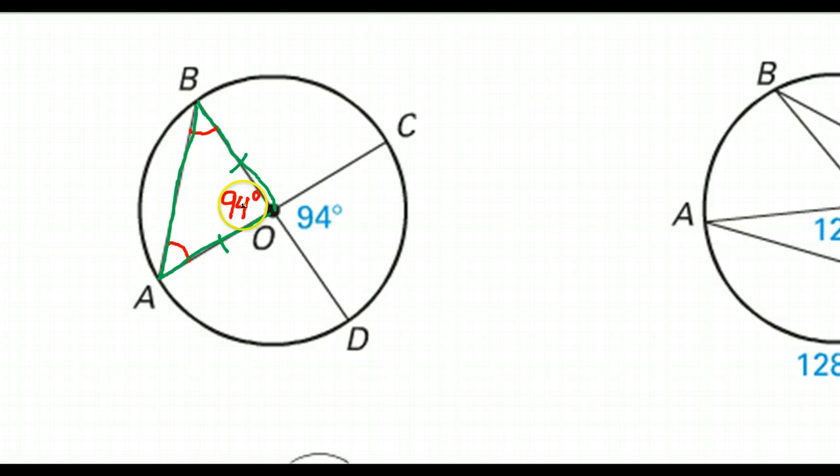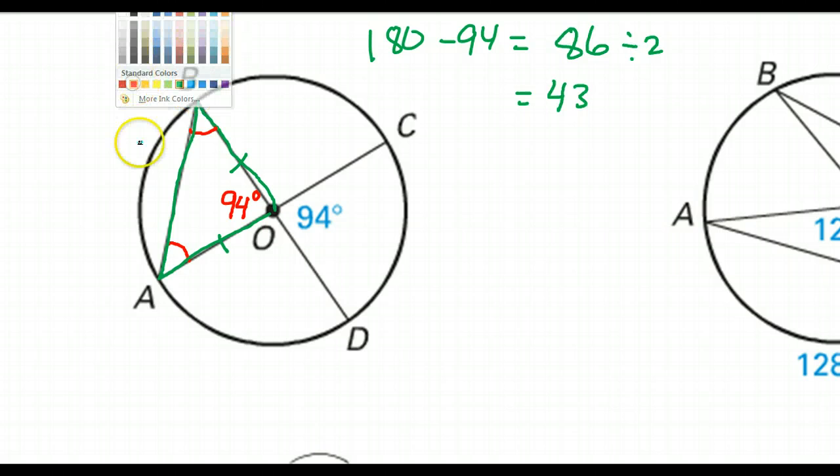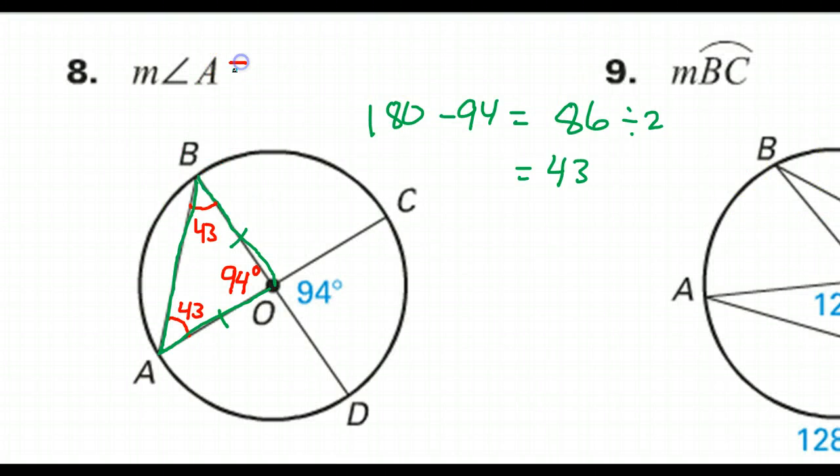So if I subtract 94 from 180, so 180 minus 94, that gives me 86. So that leaves me 86 degrees to share equally between these two base angles. So I'm just going to divide that by 2, and of course that's going to give me 43. So each one of these angles is 43 degrees. So that's 43, and that is 43. But bam, angle A, that's what I was supposed to find, is 43 degrees.